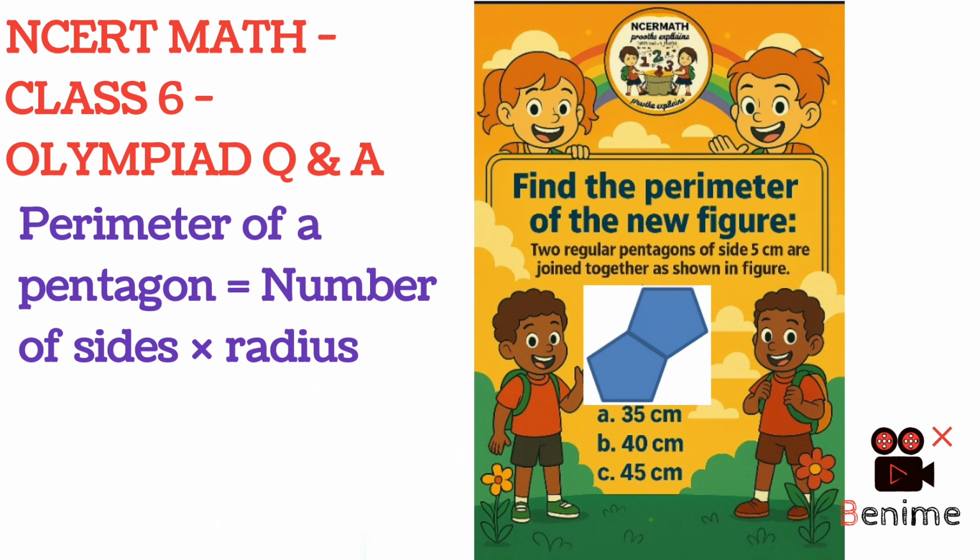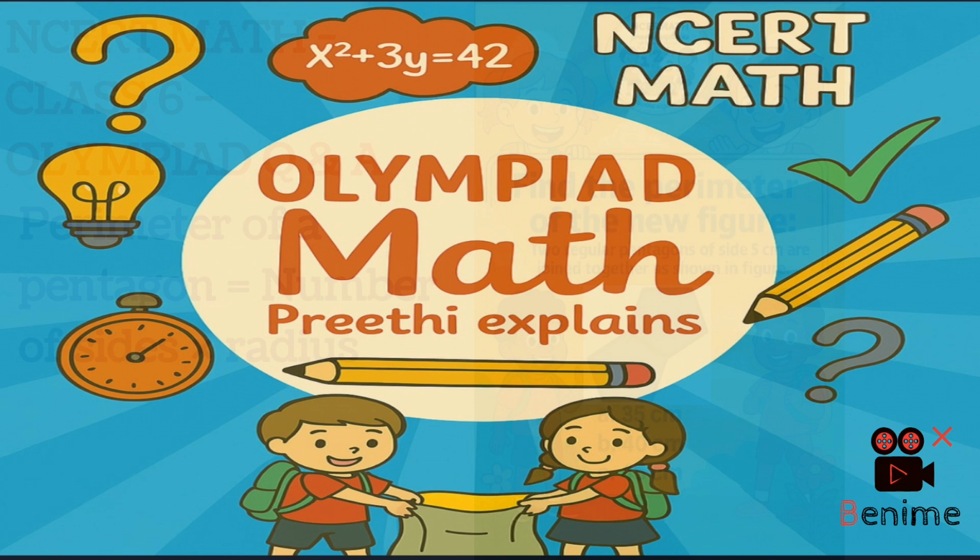We are going to find the perimeter of the new figure, the pentagons merged together. So totally 8 sides. 8 into the length of a side of the pentagon, 5. So 8 into 5 is nothing but 40. So 40 cm is the perimeter of the new figure.